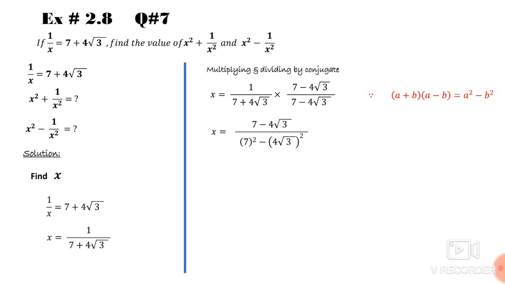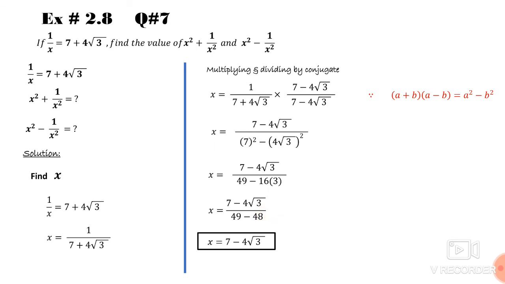Okay, applying the formula, 7 plus 4 root 3, and in the denominator we have 7 square minus 4 root 3 square. Square of 7 is 49, square of 4 is 16, and square of square root 3 is just 3. Multiplying 16 and 3, we will have 48, and 49 minus 48 is just 1, which we do not write in the denominator. Now we have the value of x. 1 upon x was given to us, and we have found out the value of x.